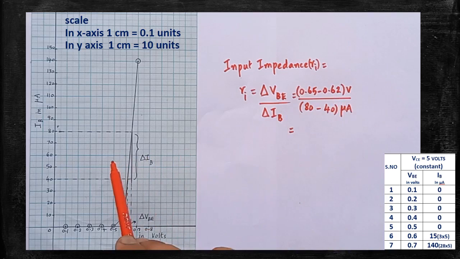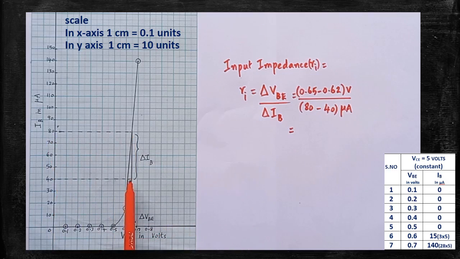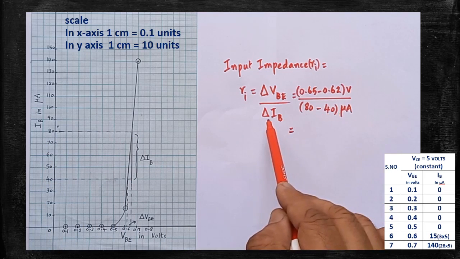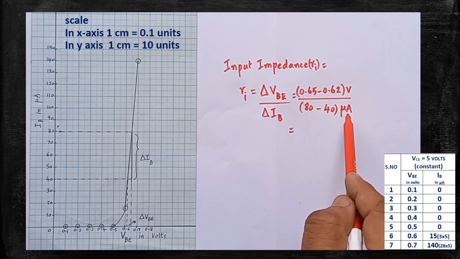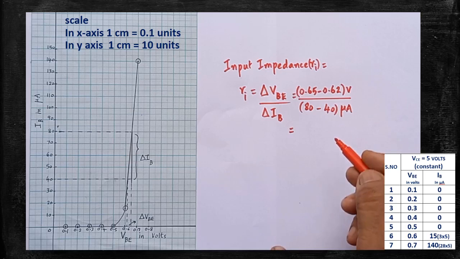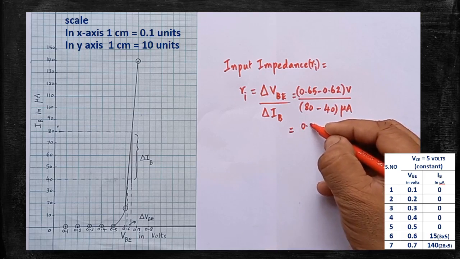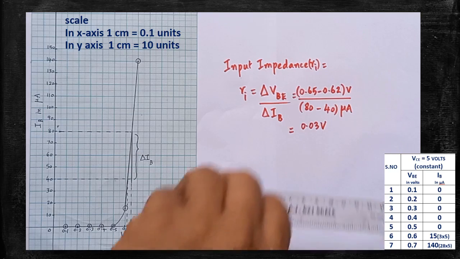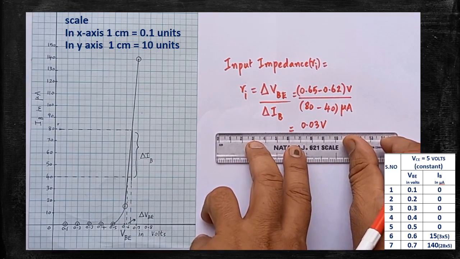Okay. Look at the difference in IB. What is the maximum value? 80. Here if it is extended, you will get the minimum value of IB, that is 40. So 80 minus 40 is the difference in the value of IB, that is del IB, measured in microampere. Now you have to subtract. After subtraction you will get 0.03 volt. Okay. So after that, that is to be divided by which value? The IB value.